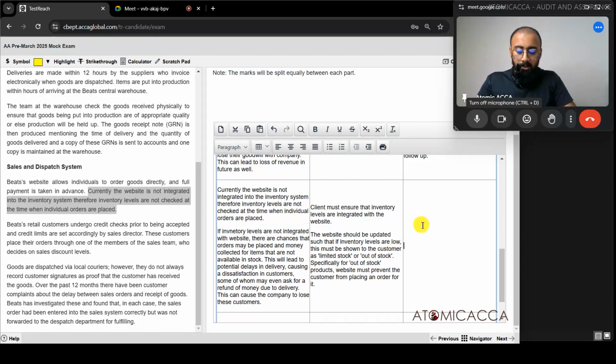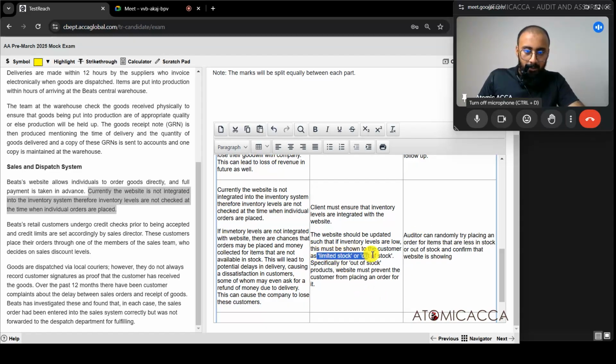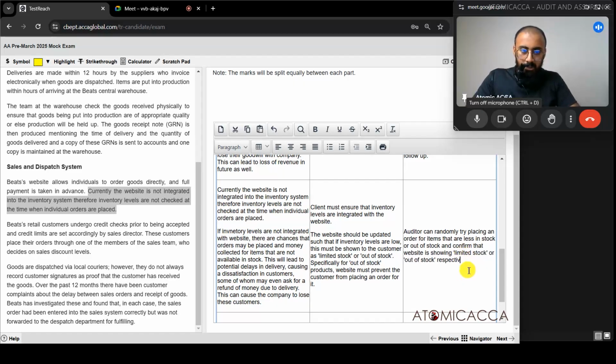So the auditor can randomly try placing an order for items that are less in stock or out of stock and confirm that the website is showing limited stock or out of stock respectively. So I can know that okay, this particular interface is approved, this thing is updated, everything is going fine.